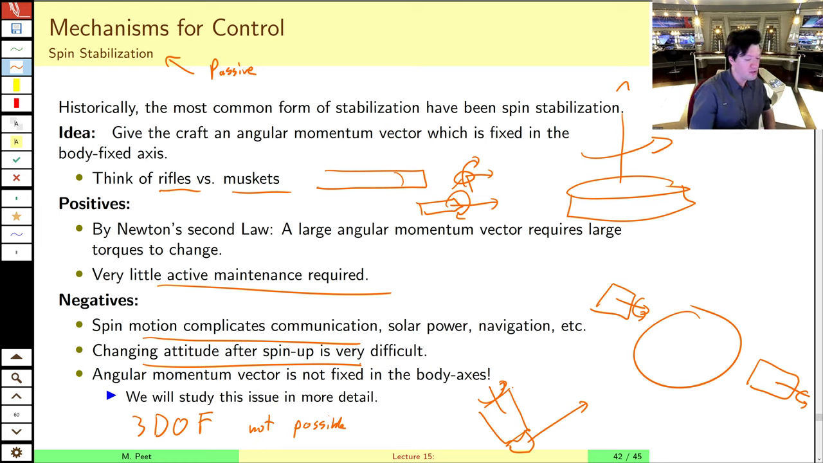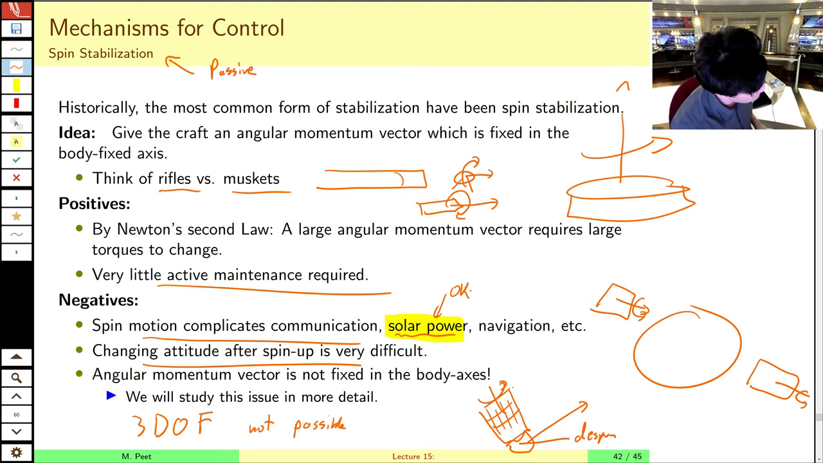That spin motion, you typically have a despun part, right? And that part is used for communication. But the spinning part, however, is pretty useless, except remember the solar panels on the drum. Solar power is actually okay. We have good designs for that. But navigation's a problem. And communication requires a despun part of the satellite.